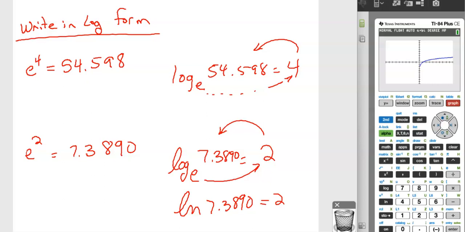All right, that's the first topic, 5.2, dealing with logarithms. The next section also has to deal with logarithms as well. Make sure you know the basic idea of what a logarithm is and how to write it in exponential format.